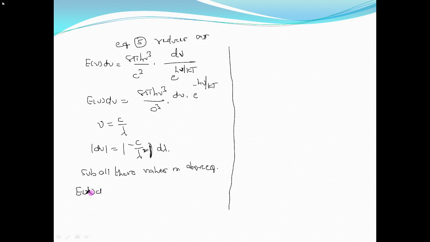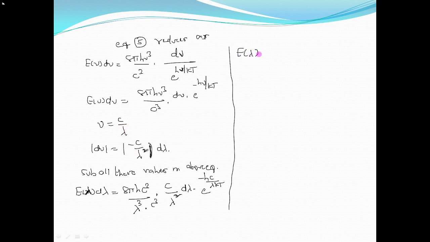So instead of nu, I'll write lambda. E lambda d lambda is equal to 8 pi h nu cube, which can be written as c cube by lambda cube, into d nu. d nu can be written as modulus, meaning positive, c by lambda square d lambda, into e power minus h c by lambda kT. So I have substituted c by lambda in place of nu.